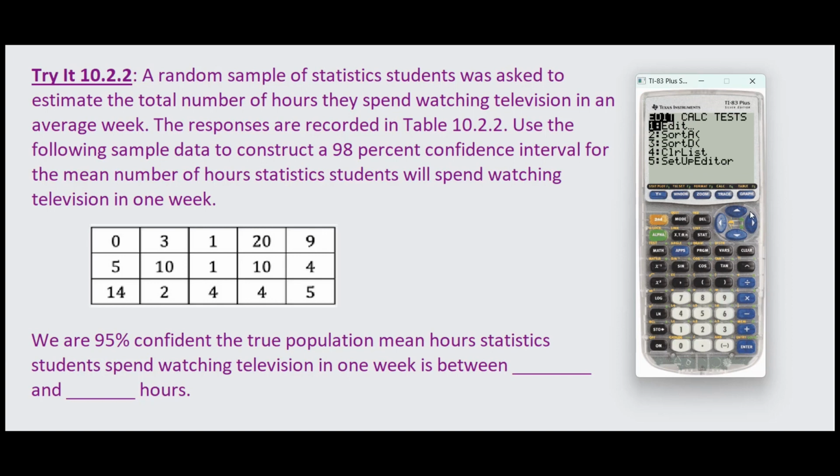So then we're going to go to Tests. We aren't given a population standard deviation, so that means we're going to use the t interval. We're given data. We could calculate the stats, but that would kind of defeat the purpose of us using our calculators. So we're going to use the data that we just entered in list 1 for the hours from the sample. Enter in your confidence level of 98, so 0.98. Hit calculate.